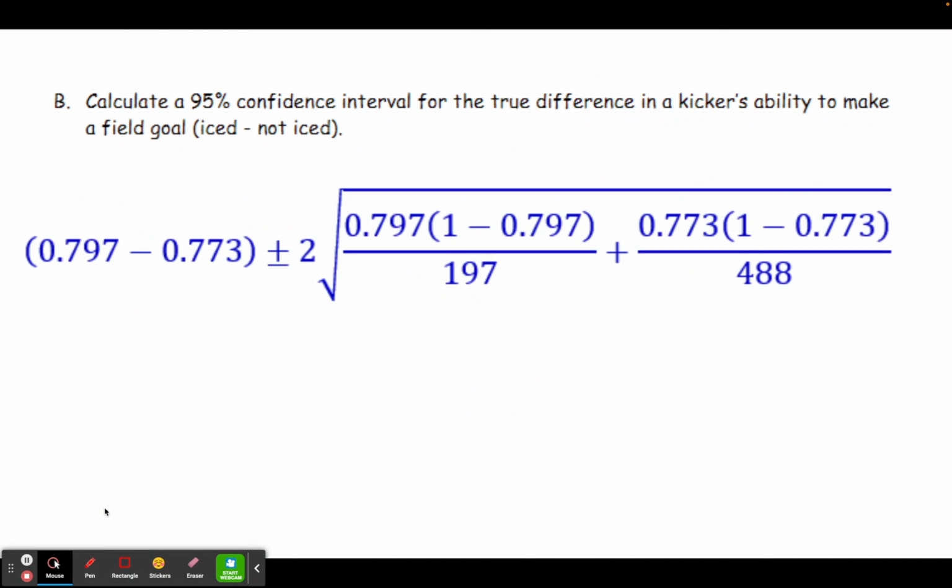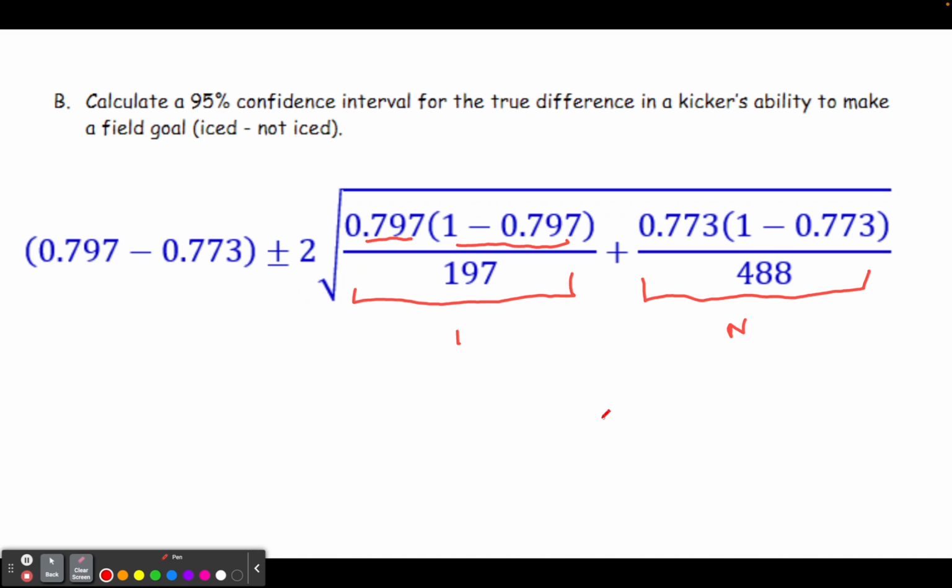All right, so here's the formula with all of the numbers substituted in, and I followed the formula notation a little bit more. Notice here I did p hat times 1 minus p hat, and I just wrote it like that, for those of you that prefer seeing it that way. Now notice that this whole calculation is for situations where they were iced, so that's for the iced kickers. And over here, we have the ones that were not iced. Those are all your values for subscript N.